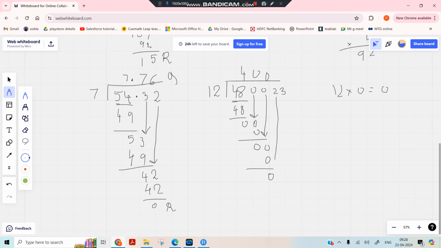The 2 comes down. Now again 2 doesn't come in the table of 12. So don't be tempted to bring down the 23. No, not yet. Again 12 times 0 is 0. You get a remainder 2. Now your 3 comes down and you get a 23. And 12 times 1 is 12 and your remainder is 11.